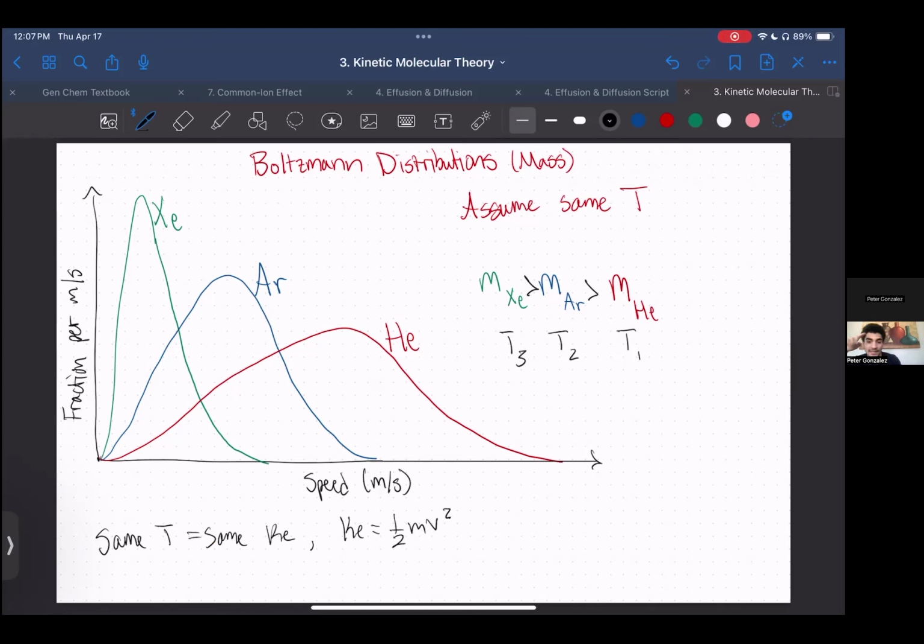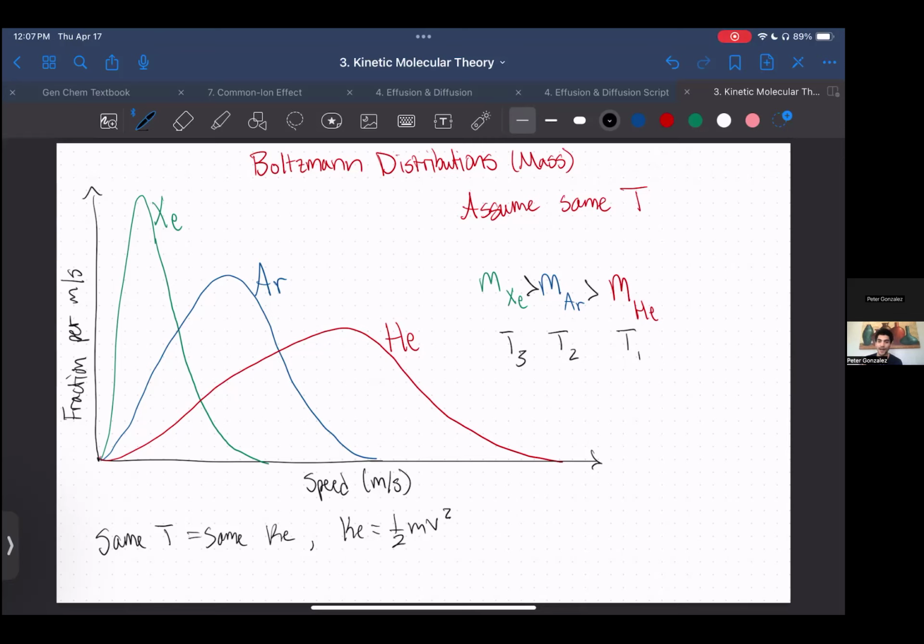So if I'm at the exact same kinetic energy for all these gases, then the only thing that's going to impact their velocity is their change in mass. So as you go from a heavier to a lighter atom, this decrease in the mass is going to lead to an increase in velocity.